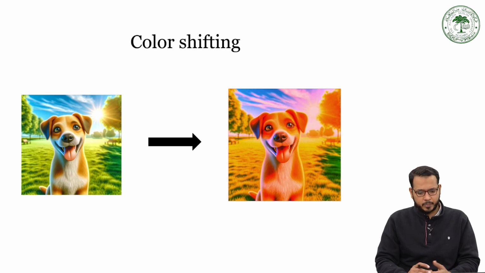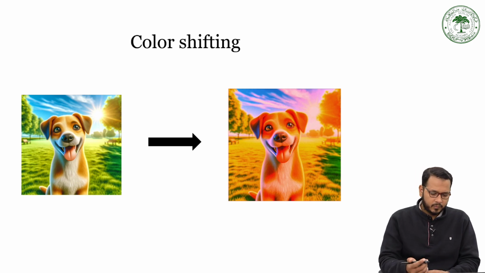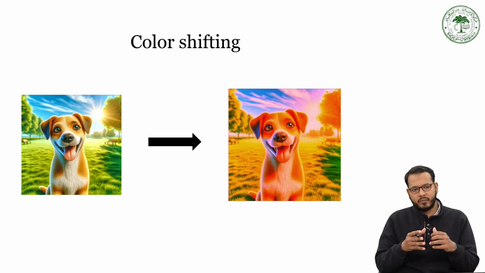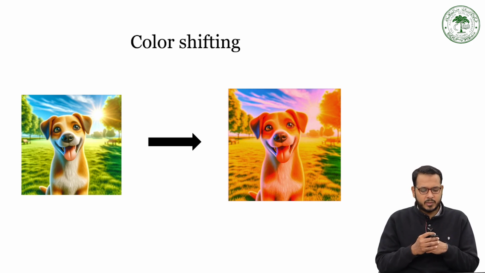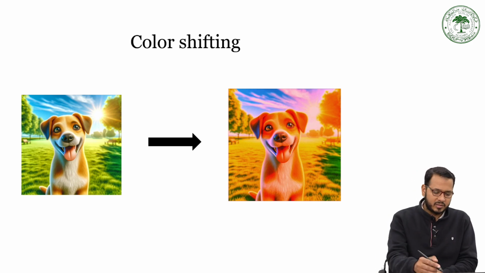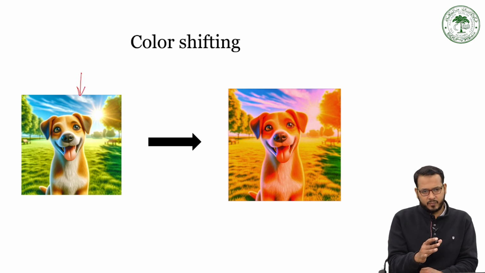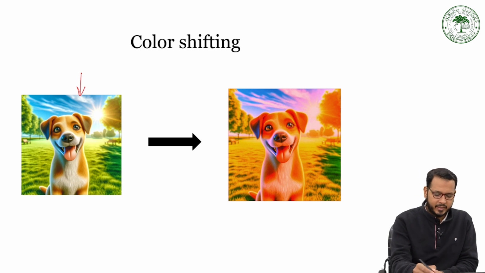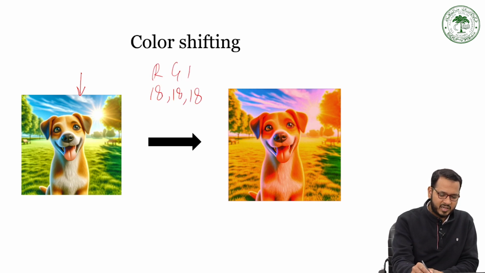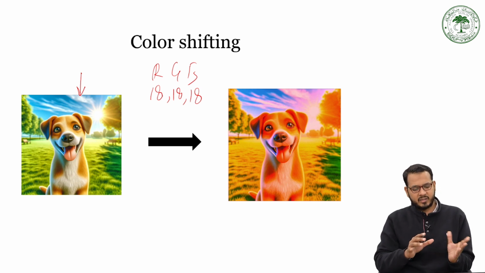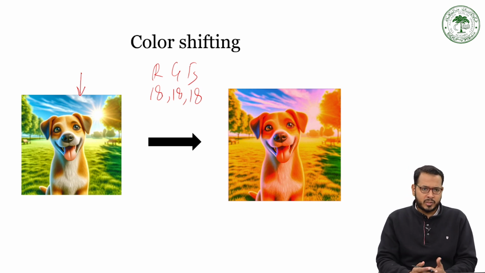We also have this operation of color shifting. What we have done is add some values, maybe sometimes even randomly, to the pixel values of the original image, and we have shifted them to some new value. Maybe we have added, let's say, 18 to all the previous RGB values, and what it does is shift the image into a new color domain. So these operations are very common.